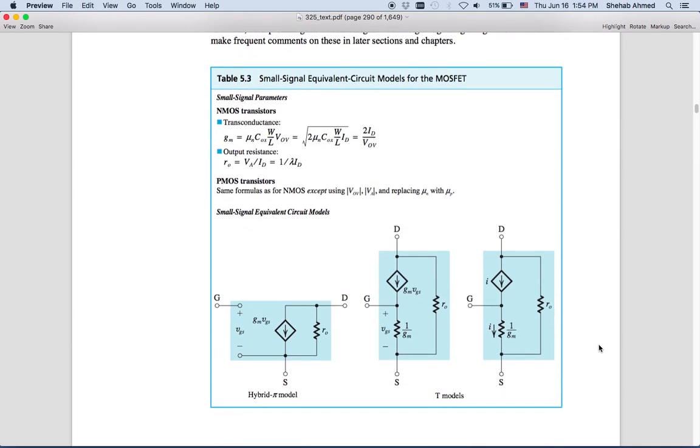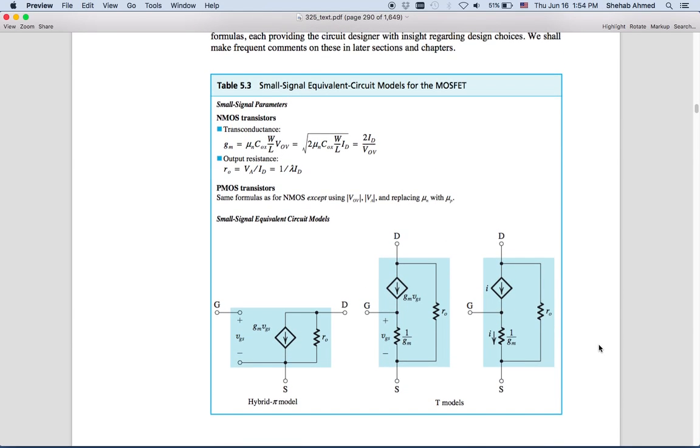Like we did for the large signal analysis of the device, this is sort of a summary of everything we've discussed. This is called the hybrid pi model, or the pi model. And this is the T model equivalent circuit for small signals. These are the main equations for utilizing those.